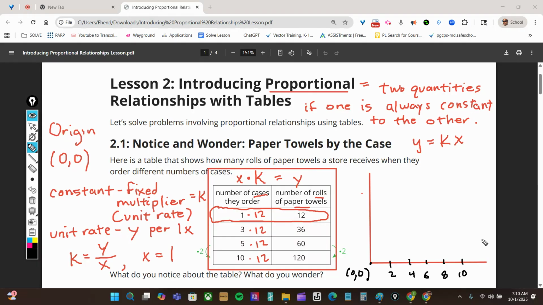And over here, we're going to do 20, 40, 60, 80, 100, and 120. All right.